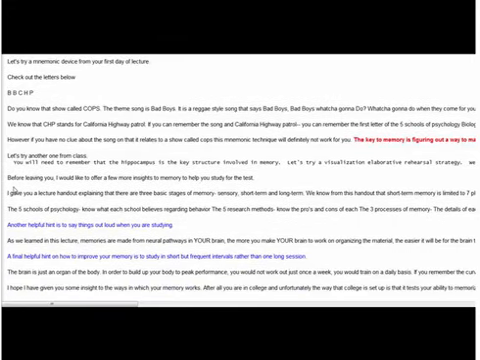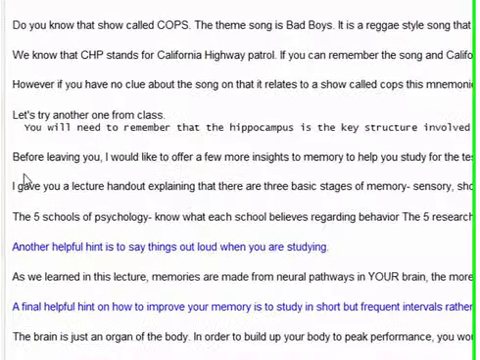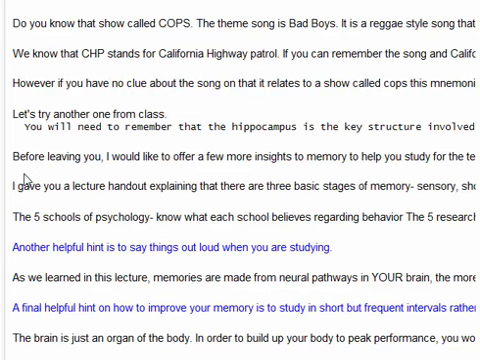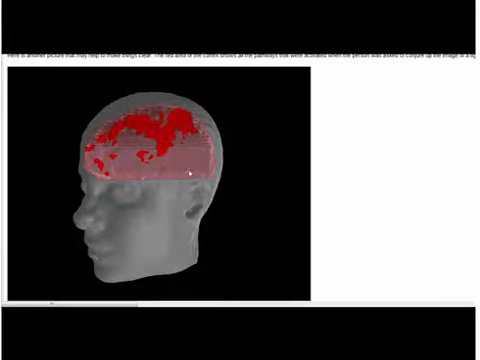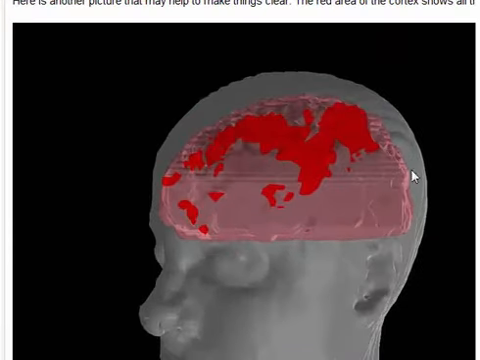It says, before leaving you, I would like to offer a few more insights to memory to help you study for the test. One helpful hint is to say things out loud when you're studying. When we say things out loud, we activate more parts of the brain than just reading them. In fact, when we just read the information, we're activating more like this part of the brain. But when we say things out loud, we read it from here, and then we have to activate up here, and we're activating up here. The more areas of the brain that you can activate, the stronger the pathways in the brain.